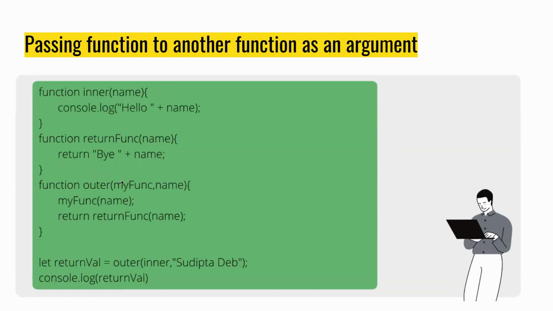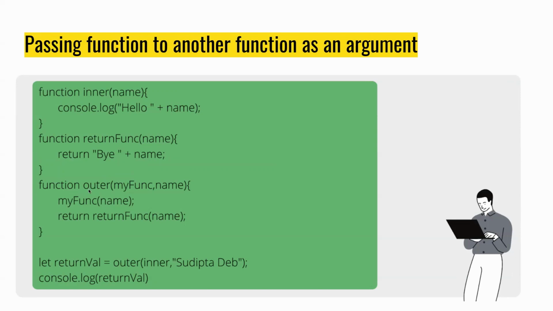Okay, next, how we can pass a function to another function as an argument, right? So this is a bit tricky, but once you understand, it will become very easy, and you'll enjoy this beauty. So basically what is happening, we have an inner function where there is a parameter called name, and I'm printing the parameter with hello name. Then I have a return function. I have a second function with another parameter name, but this time I'm printing bye name.